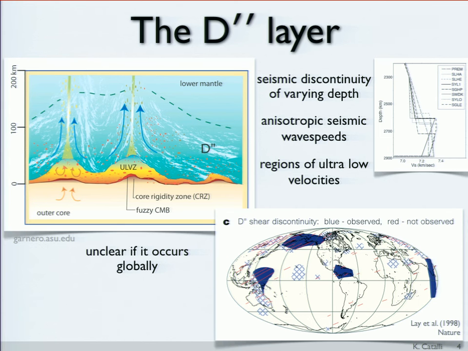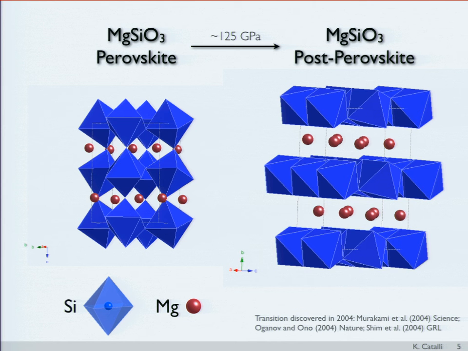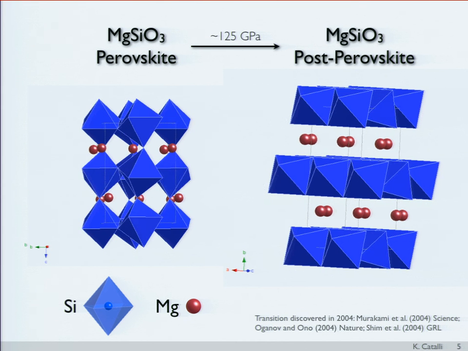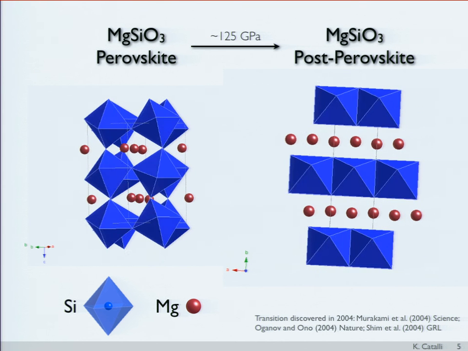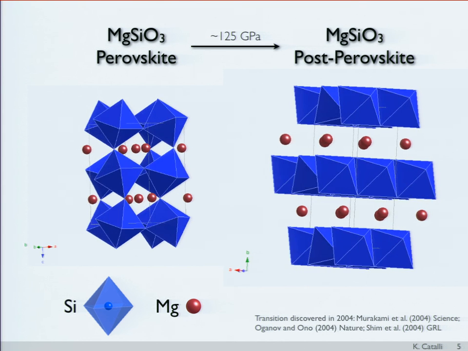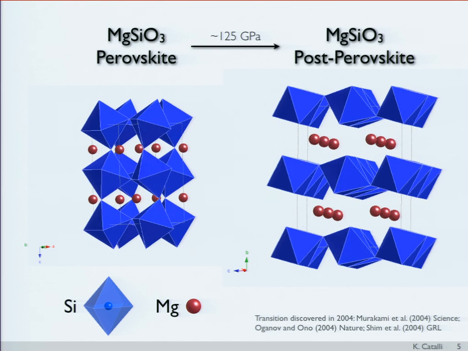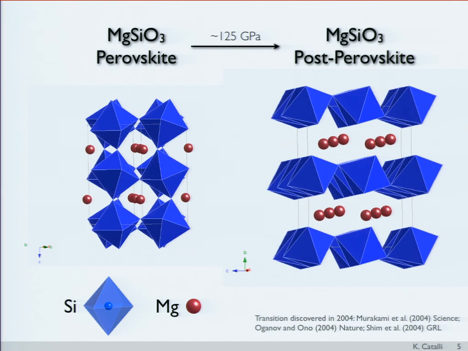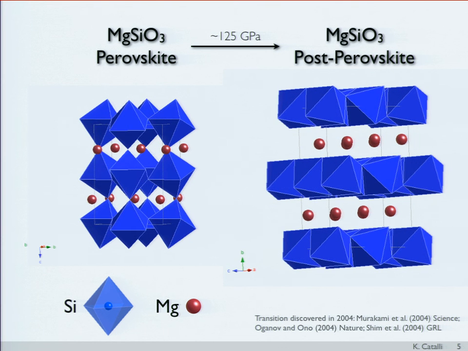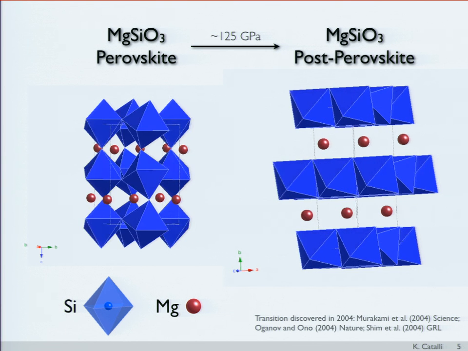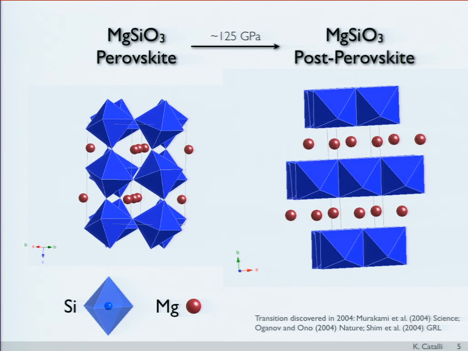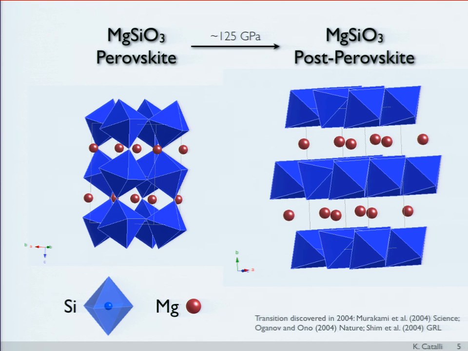So in 2004, perovskite. It's the magnesium silicate perovskite, a mineral that's thought to make up about 80% of the Earth's lower mantle. So it's a hugely abundant mineral. It was found to undergo a structural phase transition at 125 gigapascals, which corresponds to a couple hundred kilometers above the core-mantle boundary, to the so-called post-perovskite phase.